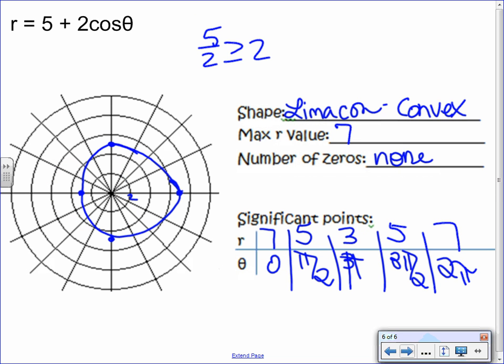A plus B and A minus B will always be on the same axis. But really, as long as you plug in 0, pi over 2, pi, 3 pi over 2, and 2 pi, you'll get your graph no matter what.